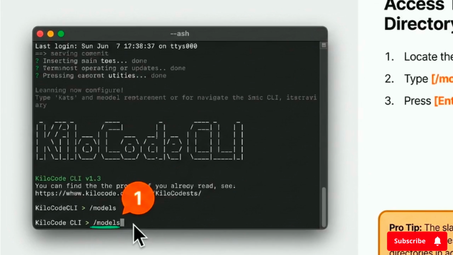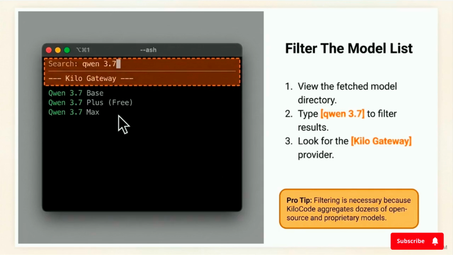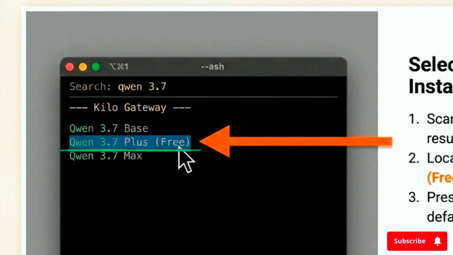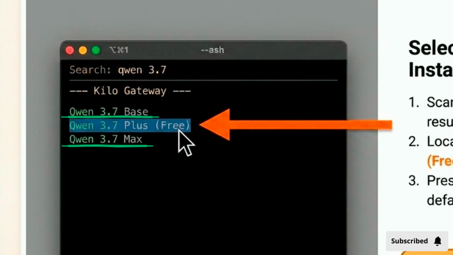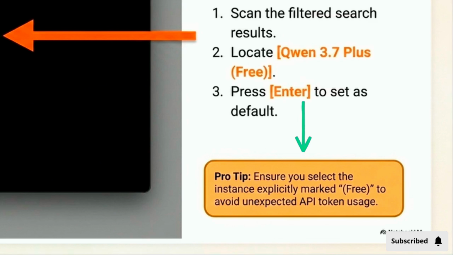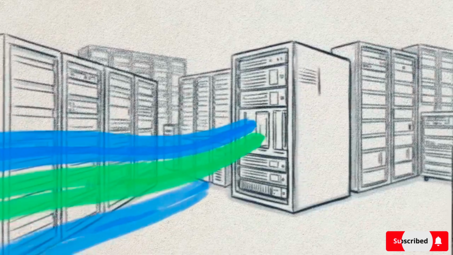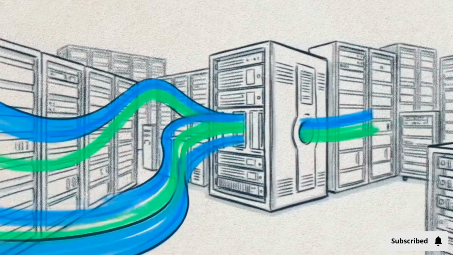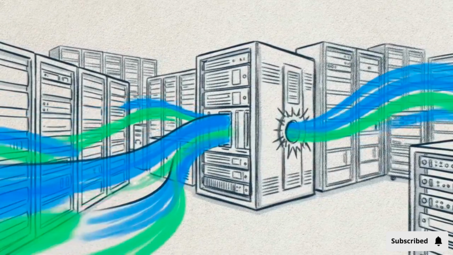Once the CLI is running, type /models to fetch the available directory. Since the platform aggregates dozens of different options, use the search bar to filter specifically for Qwen 3.7. Scan the results and select the instance explicitly marked Qwen 3.7 Plus free. Pay close attention here. If you select the base or max versions without that free tag, you will consume API tokens and generate unexpected costs. By meticulously routing your setup to the correct promotional endpoint, you secure enterprise-grade assistance without the enterprise price tag.